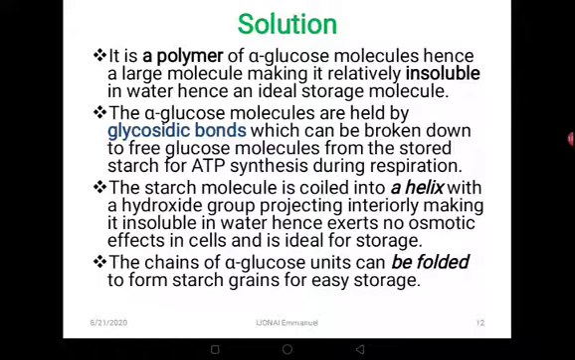viable candidate for storage. The other one is the alpha glucose molecules in starch are held by the glycosidic bonds, which can be broken down to free glucose molecules from the stored starch for ATP synthesis during respiration. Of course, we know that this starch is not useful if it cannot be retrieved back.